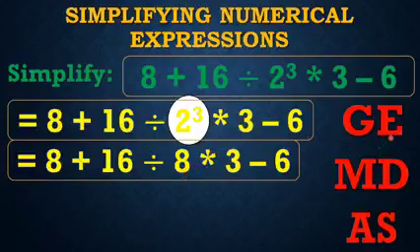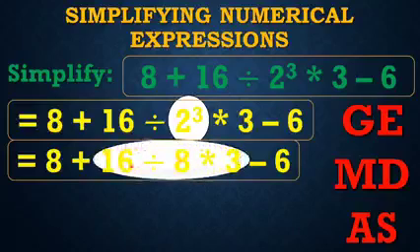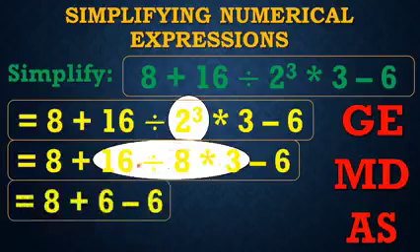After letter E, we can proceed to M or D, multiplication or division. In our new numerical expression, we have 16 divided by 8, then times 3. The question is, which do we work out first? Again, from left to right. Whichever comes first from left to right, we do first. So we operate 16 divided by 8 first, then multiply the quotient by 3. 16 divided by 8 is equal to 2, multiplied by 3, the answer is 6.